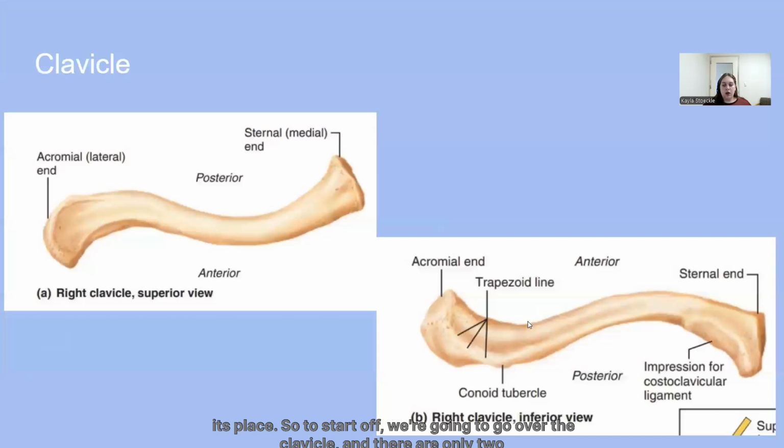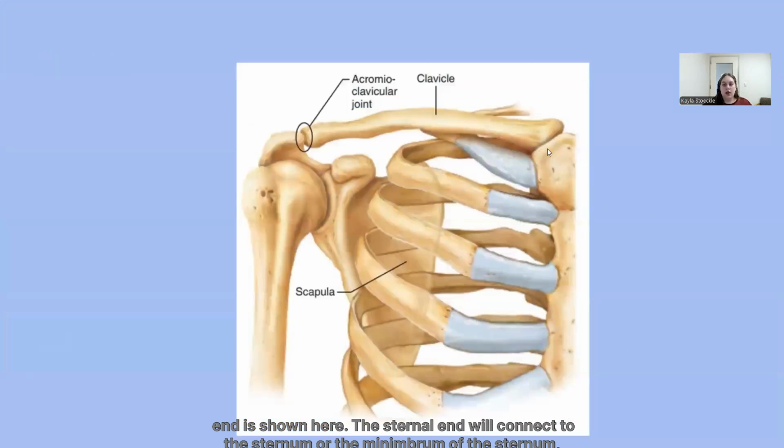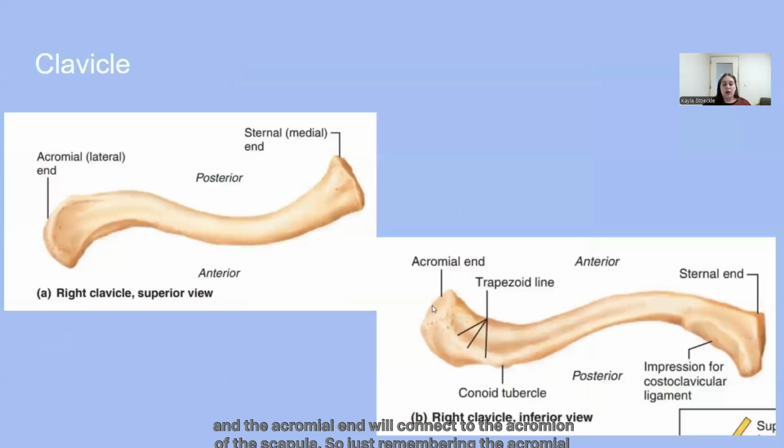So to start off, we're going to go over the clavicle, and there are only two features that you really need to remember for the clavicle, and that's the acromial end and the sternal end. So the acromial end of the clavicle is going to be the lateral end of the clavicle, and the sternal end will be the medial end of the clavicle. The sternal end, as shown here, will connect to the sternum or the manubrium of the sternum, and the acromial end will connect to the acromion of the scapula. So just remembering the acromial attaches to the acromion, and the sternal connects to the sternum.